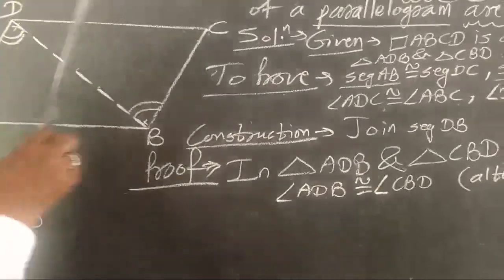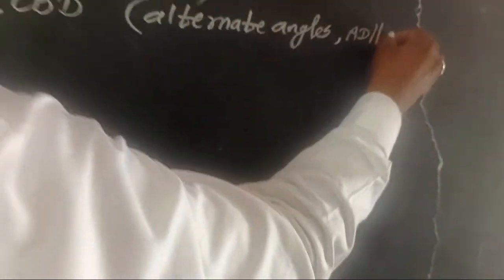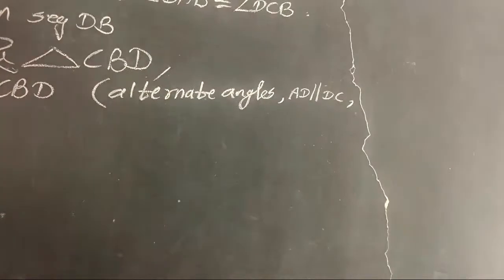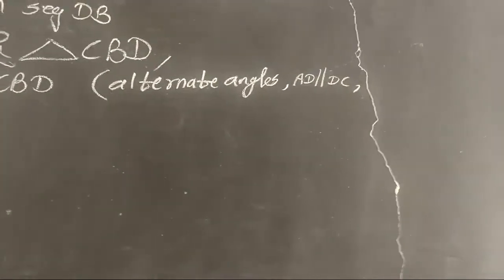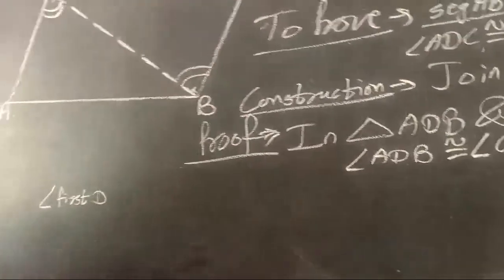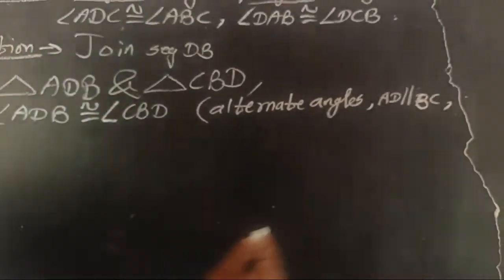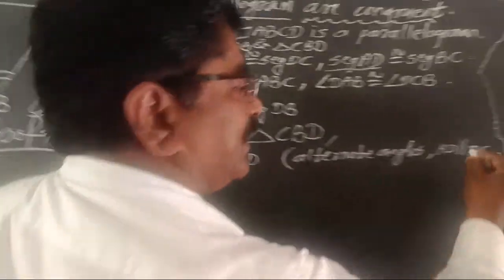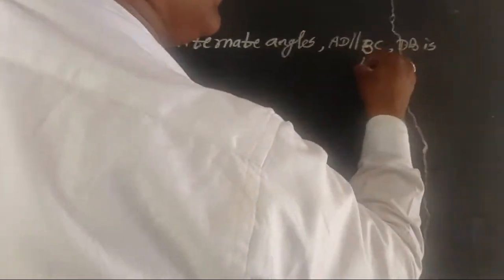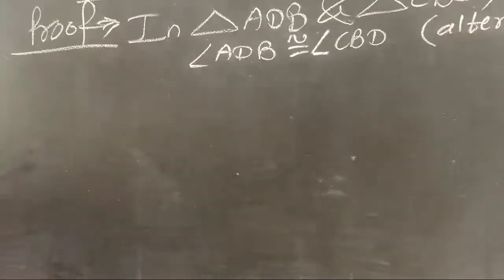Line AD is parallel to line BC. That is the correct answer. AD and BC are parallel, and the transversal is DB. Good answer given here.